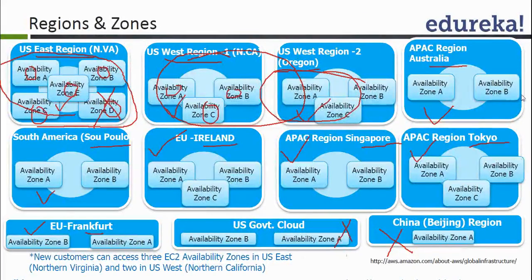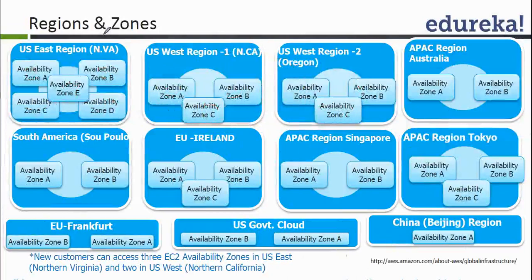But it's very important for you all to know the regions and zones concept. A region is a geography where Amazon has data centers, and a data center is known as a zone.